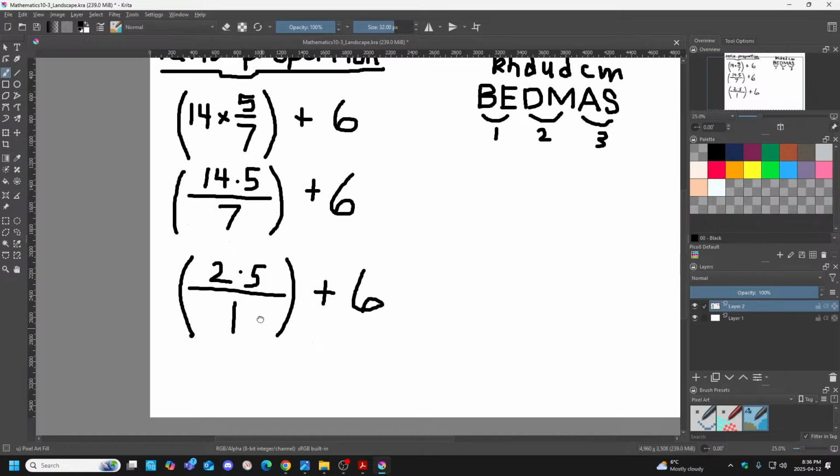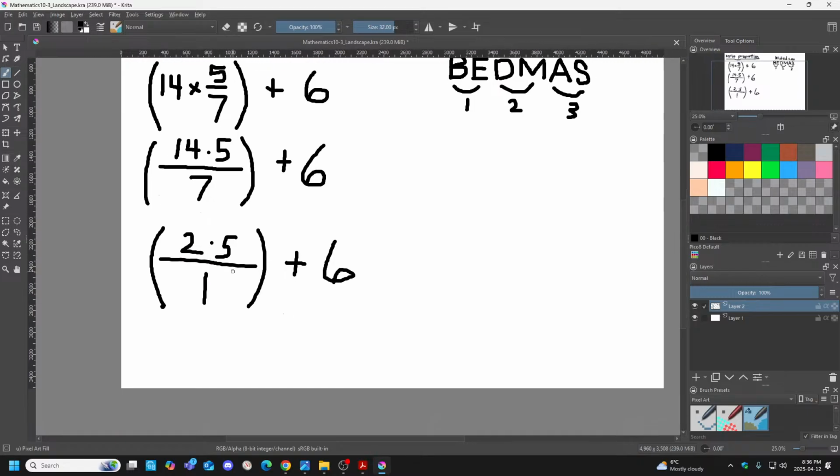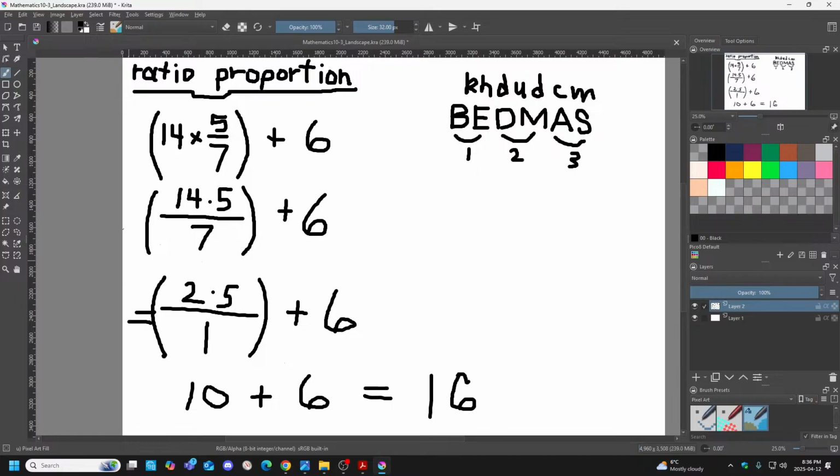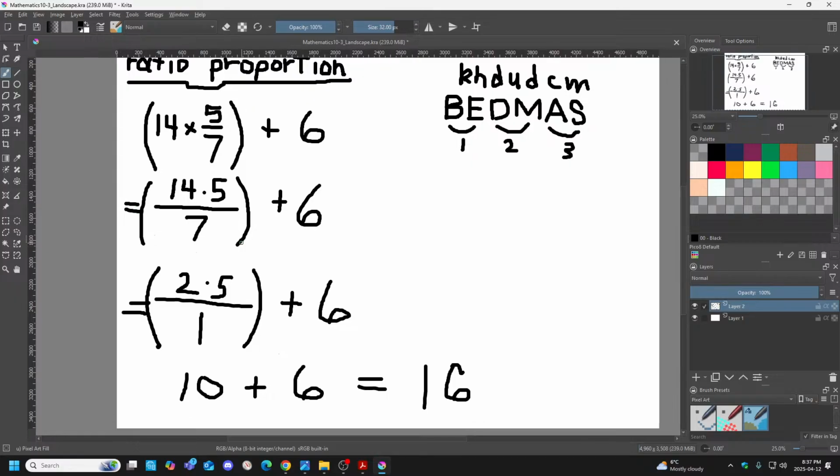So we're left with 2 times 5. Isn't that simpler? Look at that. We're just left with 10 plus 6, which equals 16. All right, isn't that awesome, guys?